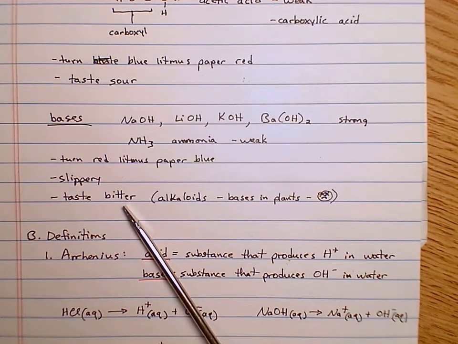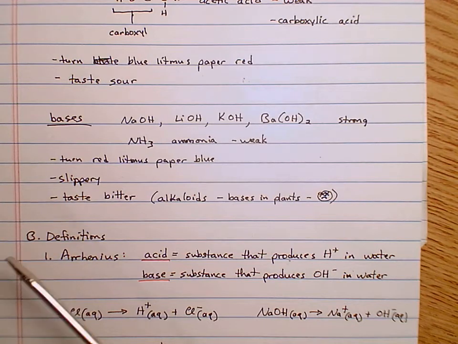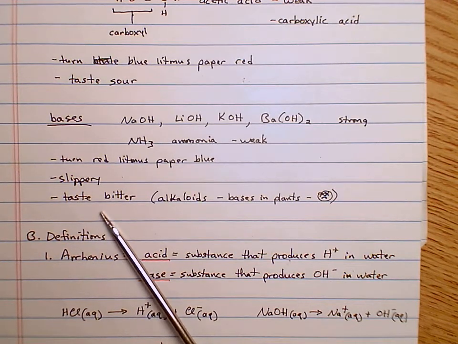Don't do that. Oh, I'm going to taste my sodium hydroxide. Heck, it's bitter, and now my tongue is burning out of my mouth, and that's bad. So don't taste anything in the lab. They just taste bitter. Prime example: alkaloids are the bases that you find in plants. And it turns out most people don't like bitter taste because a lot of alkaloids, these plant bases, are poisonous for you. They affect you in ways that too much is poisonous.